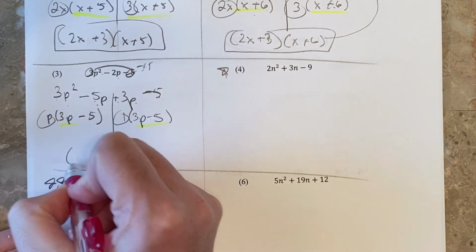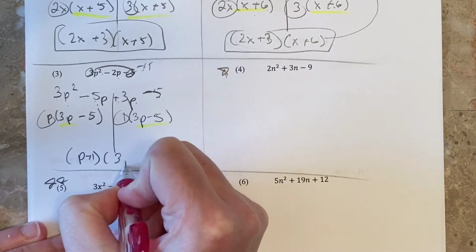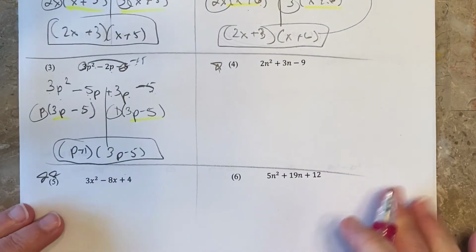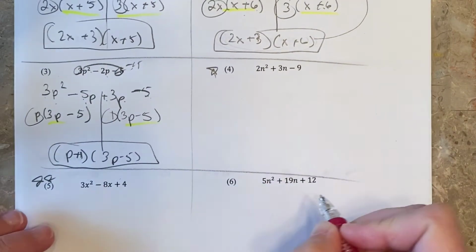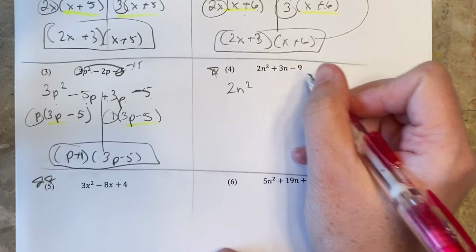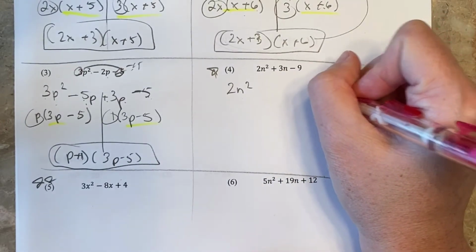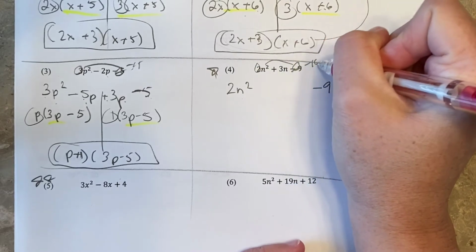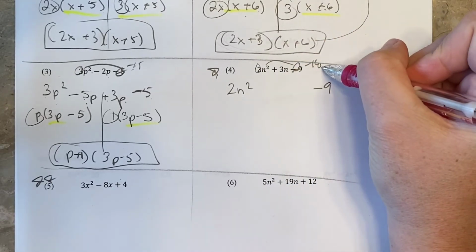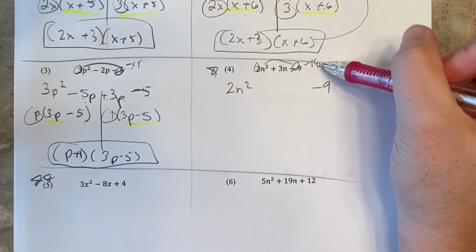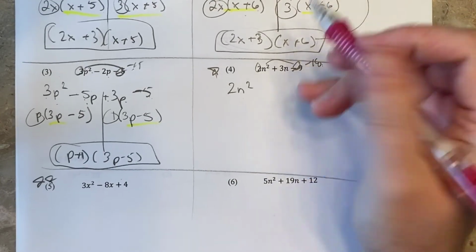Those are our outside, so it's p plus 1, and then 3p minus 5. It's p plus 1. Okay, next one, 2n squared. All right, so this one has the star, so I think this one was a little bit trickier. Okay, 2 times negative 9 is negative 18. What multiplies to negative 18 and adds to positive 3? It has to be 6 and 3.